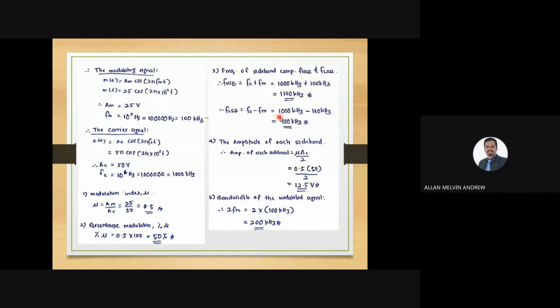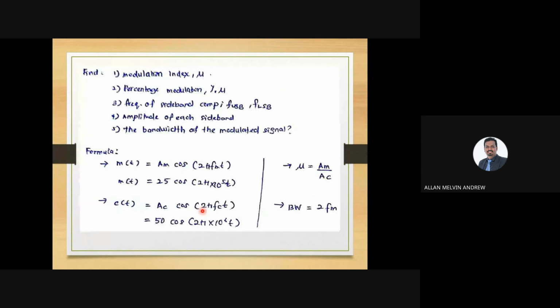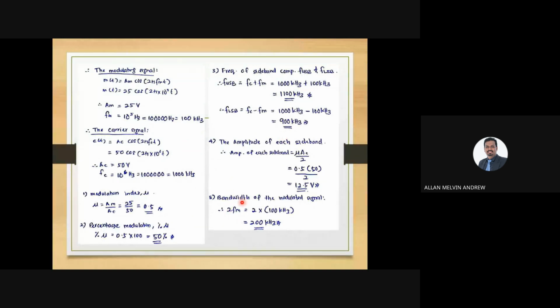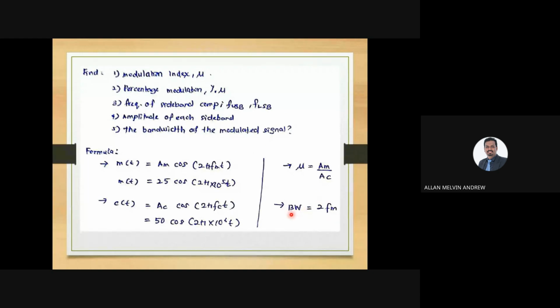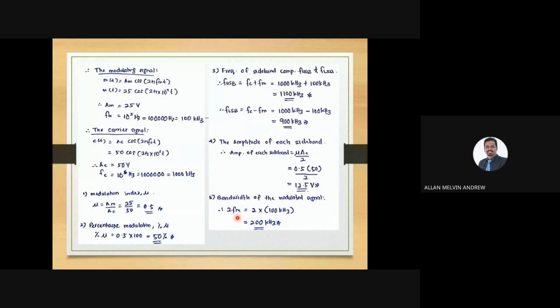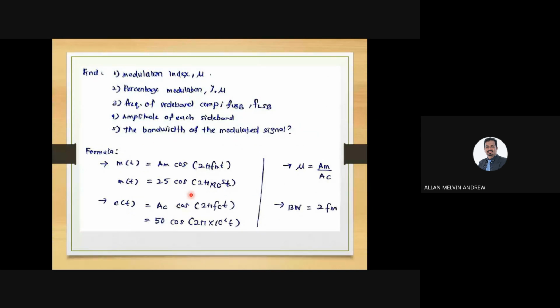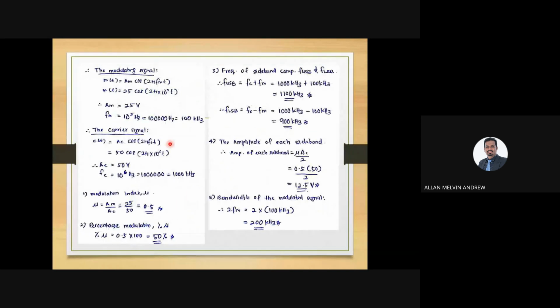So you already found 4 answers. The last one asks you to find the bandwidth of the modulated signal. You use this formula: bandwidth equals 2 times FM. FM is 100 kilohertz, so 2 times 100 kilohertz is 200 kilohertz. By answering this, you already managed to answer all of these.